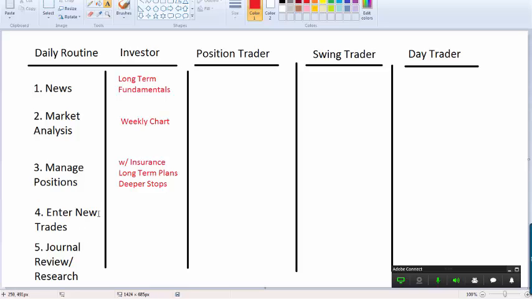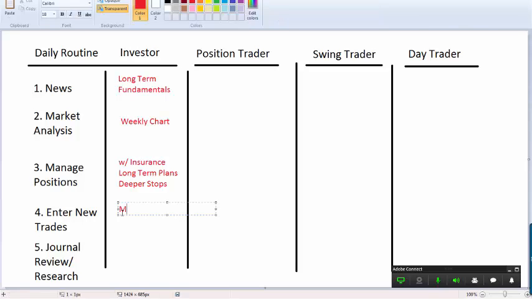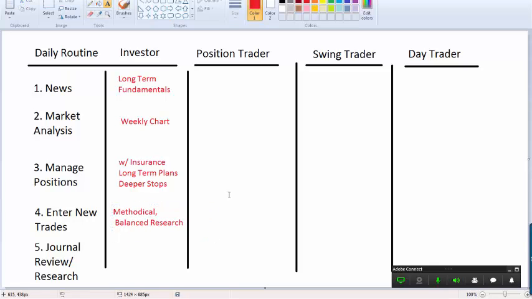Entering new trades. New trades come from more methodical and balanced research. Okay. Now you may think, Tim, I try to be methodical and balanced every time I take a trade. Well, I'm sure that you do, but investors really are a little bit more patient. They really wait for the stars and the moon to align before they get into a trade, or they even just build into a position slowly over time. Now, is being an investor a bad thing? No, it's not. It can be a very, very good thing.